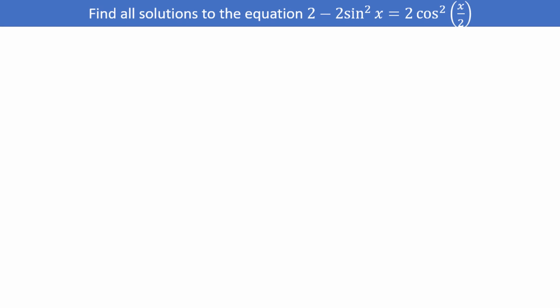Let's try one final problem. We are asked to find all solutions to the equation 2 minus 2 times sine squared of x is equal to 2 cosine squared of x over 2. In this problem, we have a half angle. We have x over 2.